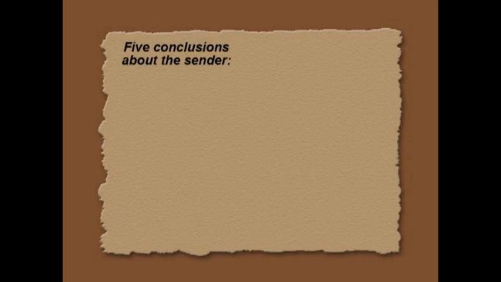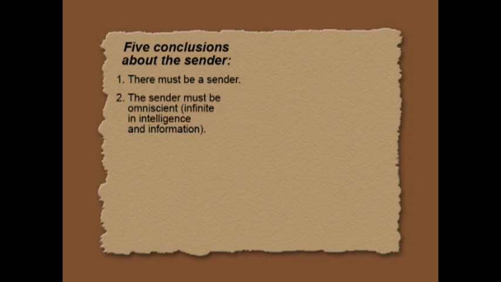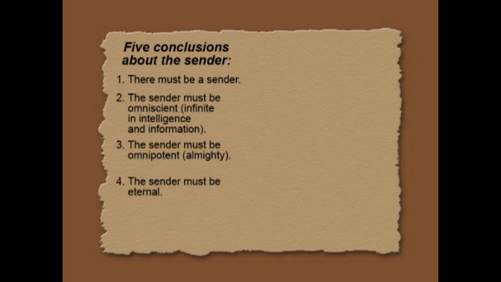Now let's see our conclusions about the sender from the point of view of laws of nature about information. We see on the left side the five points we find out. There must be a sender. The sender must be omniscient, infinite in intelligence and information. The sender must be omnipotent, almighty. The sender must be eternal. And the sender must have at least a non-material component.